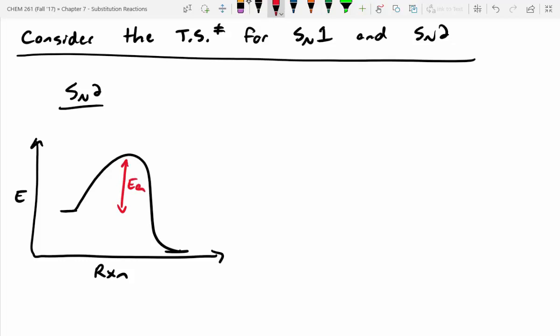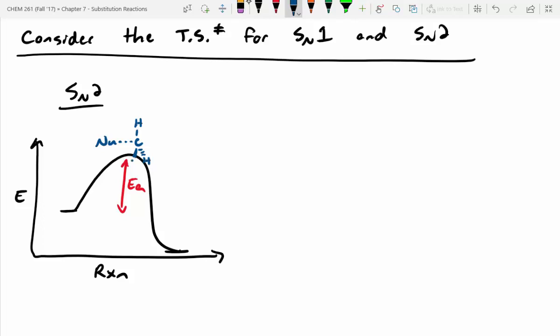Okay, so let's draw the transition state for just a generic reaction, and I'm going to do this in blue. So we know we have the nucleophile attacking a carbon, so it's half made. In this case, I'm going to do a methyl group.